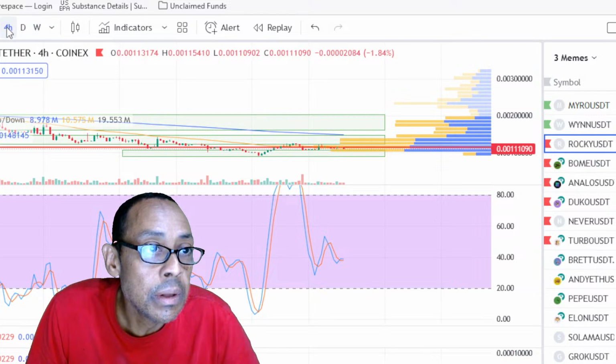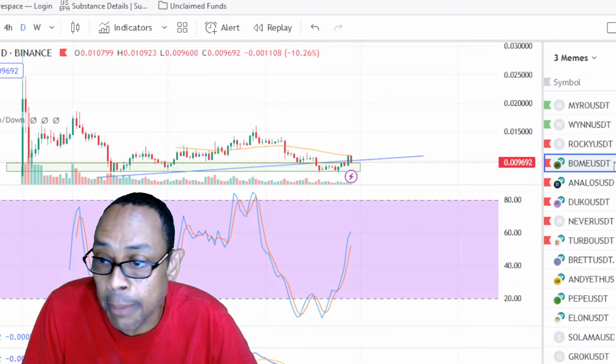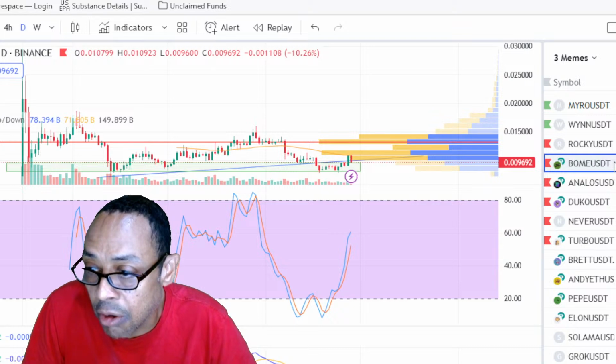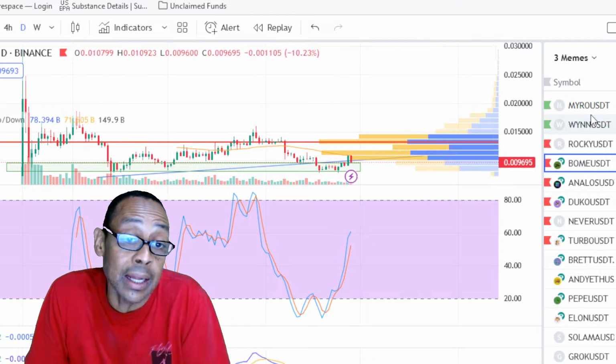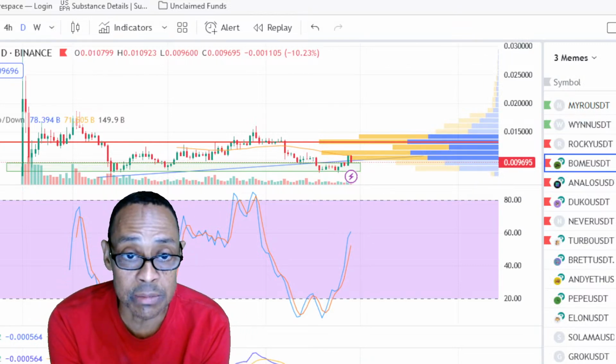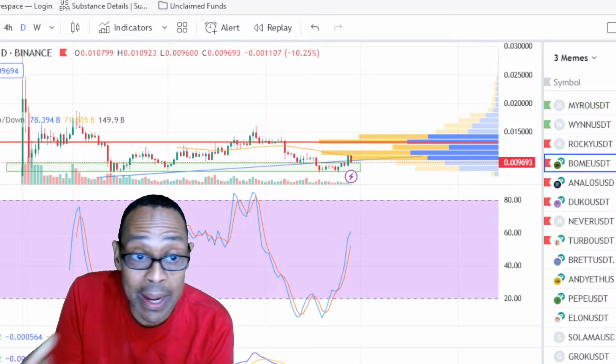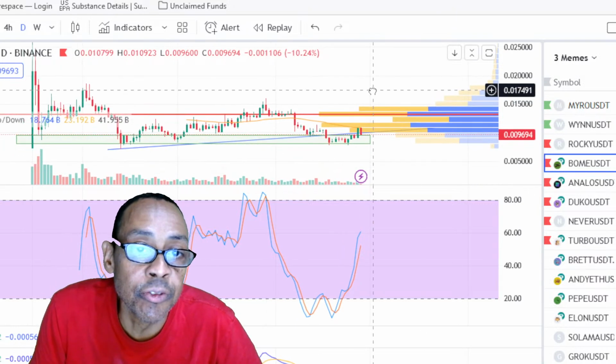The next one that is better of a play is Bohm, and Bohm has a ton of volume. I'm going to show you. BC Mike says you have one sol saved for Rocky. Yeah, I tell you what, that's a good idea. Especially if Solana comes down to 100, then I'll grab one sol, throw that into Rocky, and let it ride. Bohm has massive volume.